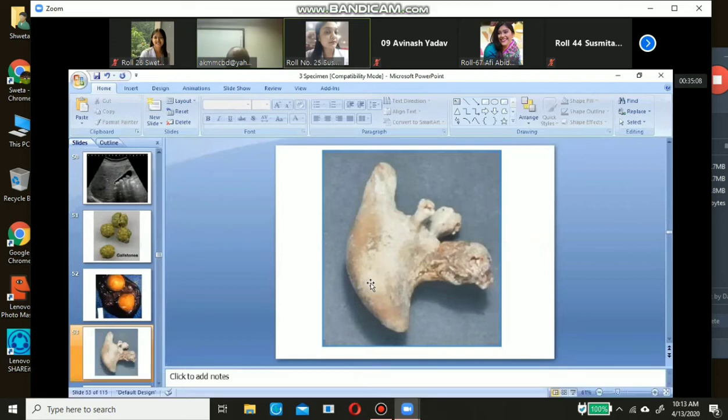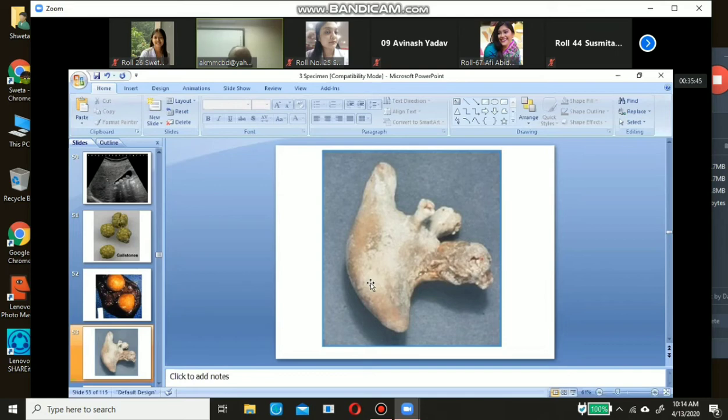Phosphate. Yeah, what? What is the composition of staghorn calculus? So calcium phosphate. Not only calcium phosphate, actually we say this is a phosphate stone or triple phosphate stone. Calcium phosphate, magnesium phosphate, and ammonium phosphate. Usually the combination of these three.